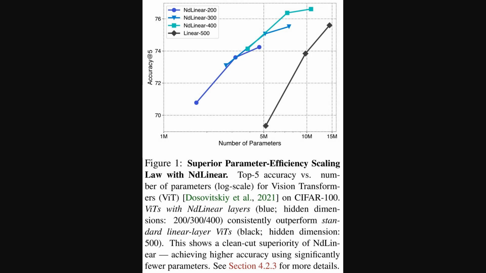So Figure 1 here really highlights this efficiency point. It plots the top 5 accuracy against the number of parameters for vision transformers on the CIFAR 100 dataset. You can see the standard linear layer version, that's the black line, needing quite a few parameters to climb up in accuracy. The blue and cyan lines represent models using NdLinear. Notice how they achieve higher accuracy, while using significantly fewer parameters on the x-axis. It clearly shows that NdLinear seems to be much more parameter efficient.